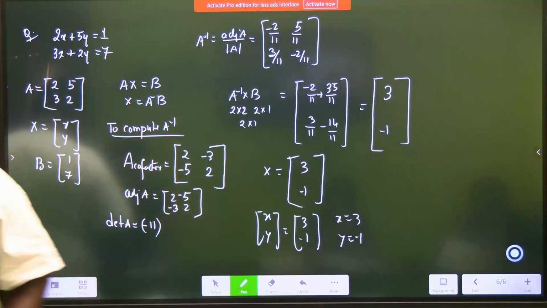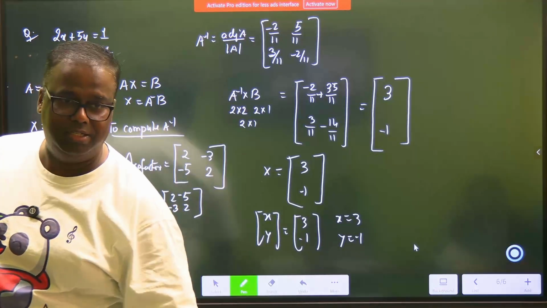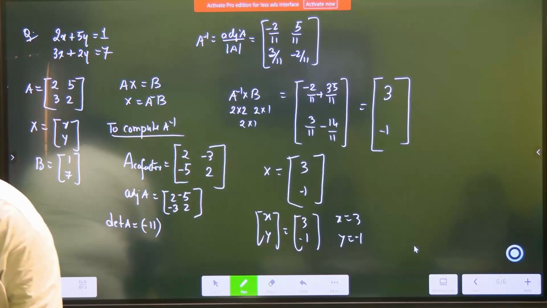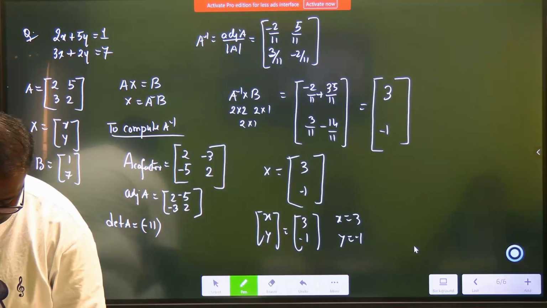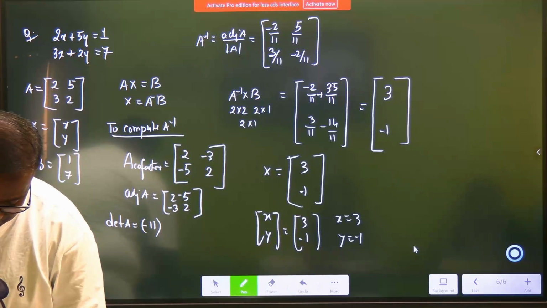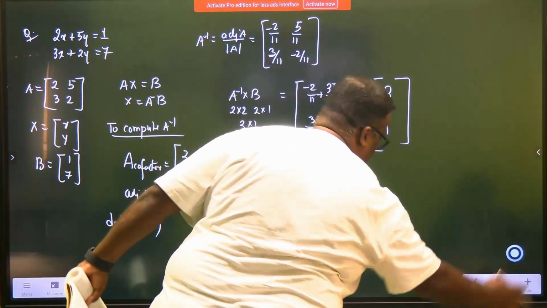But your bad luck will be very bad. So let's make your bad luck bad. The last one example, and then this chapter ends. Then you can also go home, and from next class we can start our continuity and differentiation.